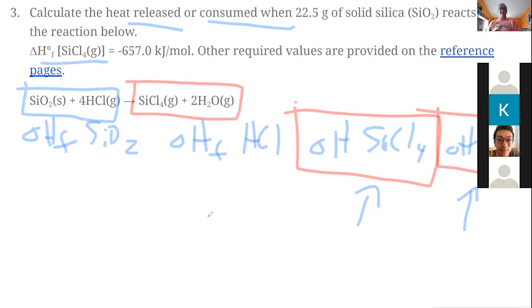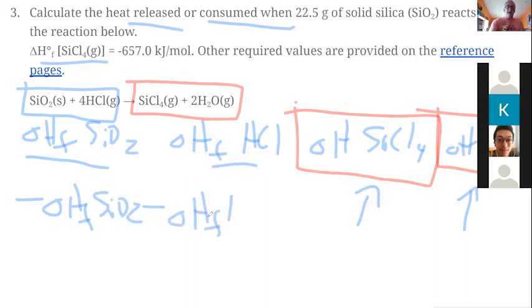So if it takes heat to make a product, it actually releases heat when you go the opposite direction. Just like with Hess's law, if it's positive going to the right, it's going to be negative when I go to the left. So whatever the heat of formation of silicon dioxide and HCl is, I'm going to subtract those because they're opposite. So I'm going to have minus HF of SiO2 and minus HF of HCl, plus these two. So this is going to be plus for the products and minus for the reactants.